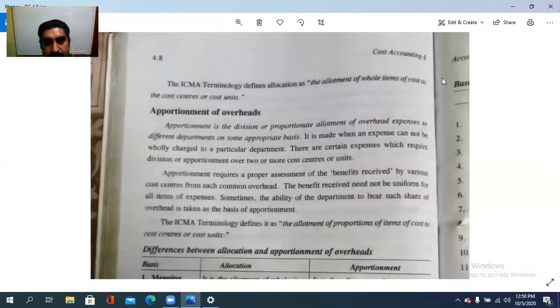Then ICMA terminology defines allocation as the allotment of the whole items of the cost to the cost center or cost unit. While apportionment of overhead: apportionment is the division or the proportionate allotment of overhead expense to different departments on some appropriate basis. It is made when an expense cannot be wholly charged to a particular department.